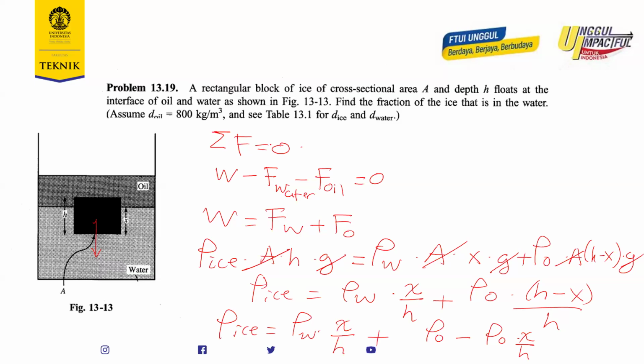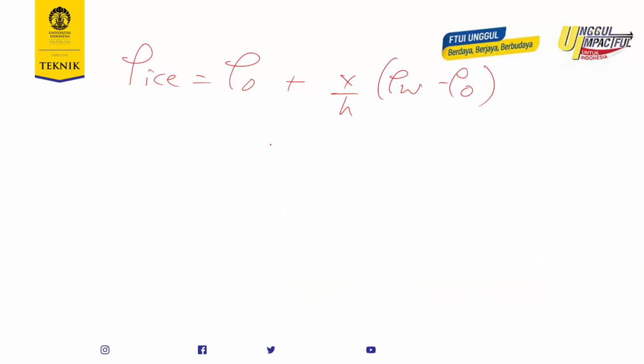So the question is to find the fraction of the ice that is in the water. It means that X divided by H equals (rho ice minus rho oil) divided by (rho of water minus rho of oil). This is the fraction of ice in water.